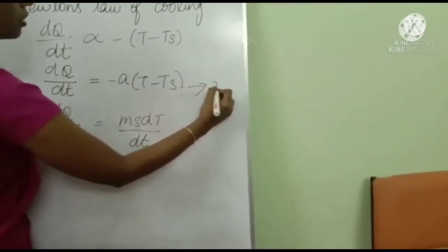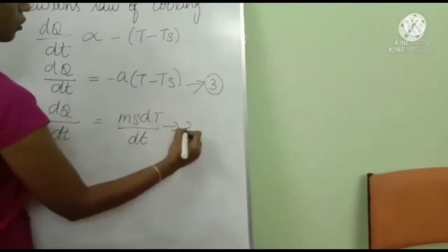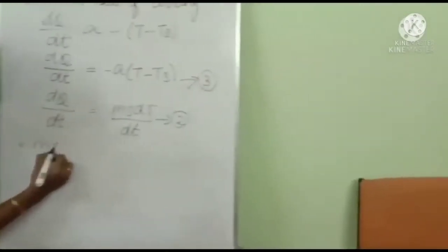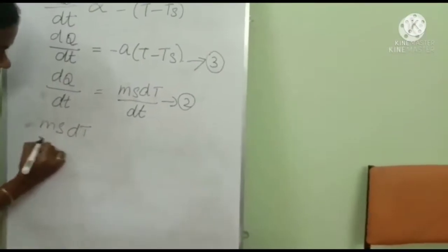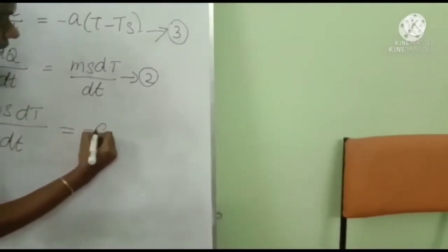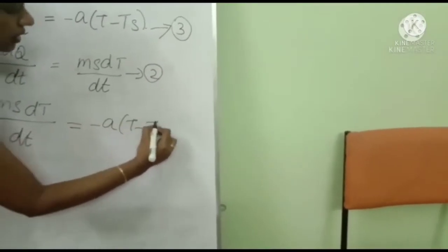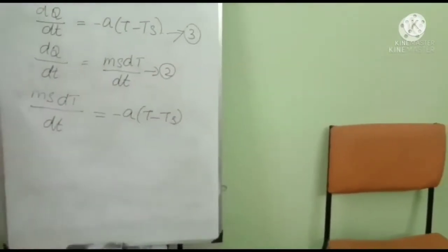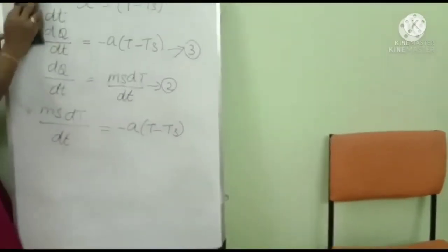This is equation 3 and this is equation 2. Now equating these two, m s dT by dt equals minus A (T minus Ts). Now I am cross multiplying and bringing it here.